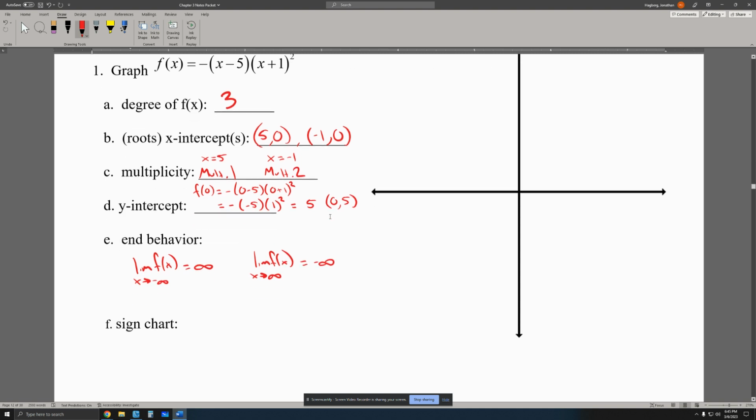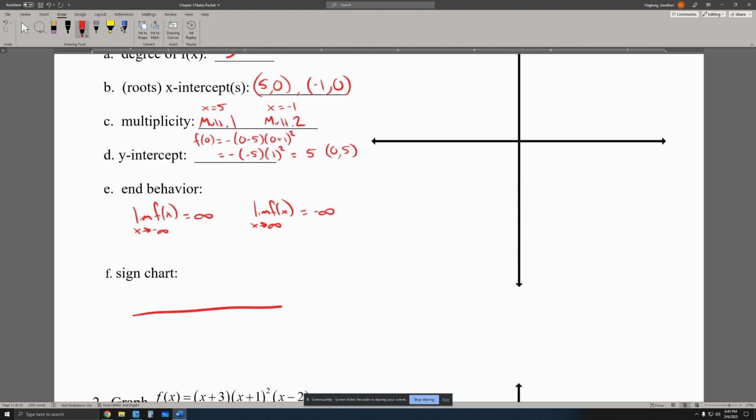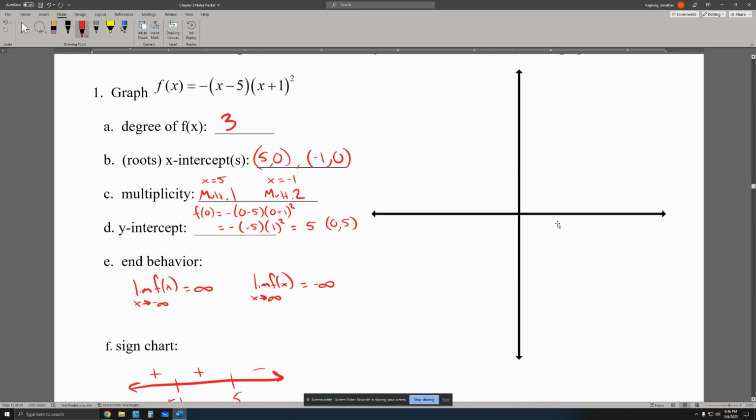Okay. Finally, let's make a sign chart. So we have zeros at 5 and -1. I know that the left-hand side is approaching positive infinity and the right-hand side is approaching negative infinity. At -1, we have an even multiplicity, so the sign of the graph stays the same, or the function, I should say. And then at x equals 5, the multiplicity is odd, so the sign changes. And so it flips from positive to negative. Let's go ahead and graph this.